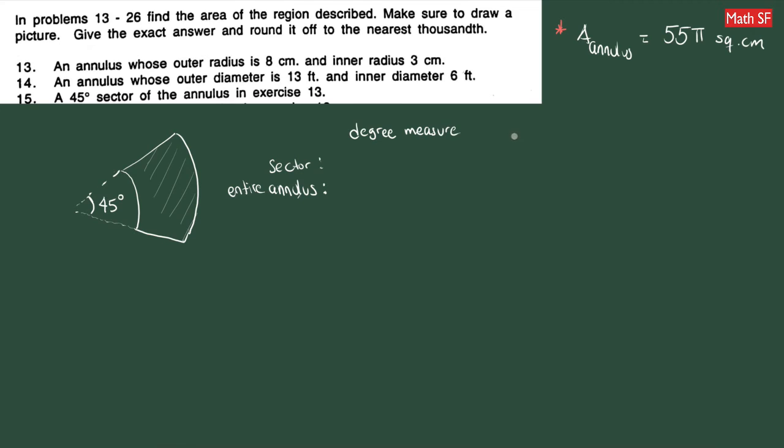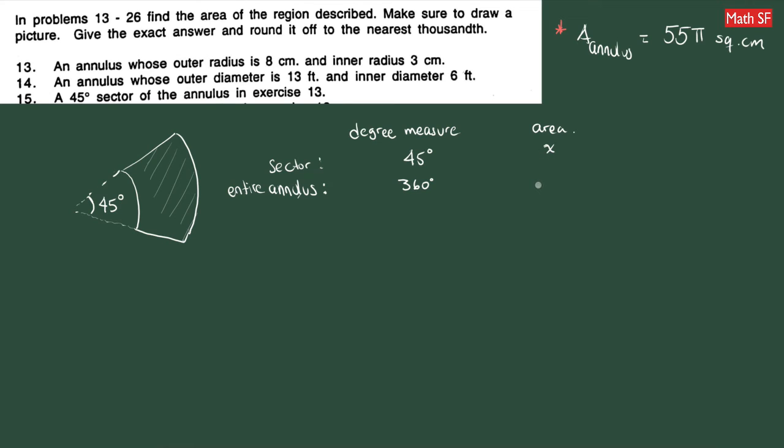And here we need to put the area here. So what is the degree of the sector? It's 45. What is the degree of the entire annulus? The degree of the entire annulus is 360, because we're talking about the whole thing. Now, what is the area of the sector? We don't know that. That's going to be our x. We're going to call it x.